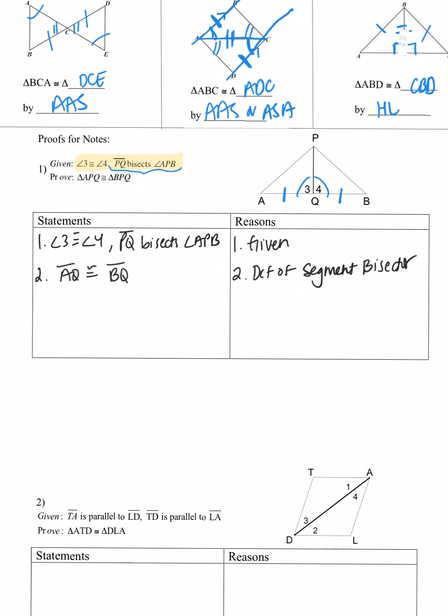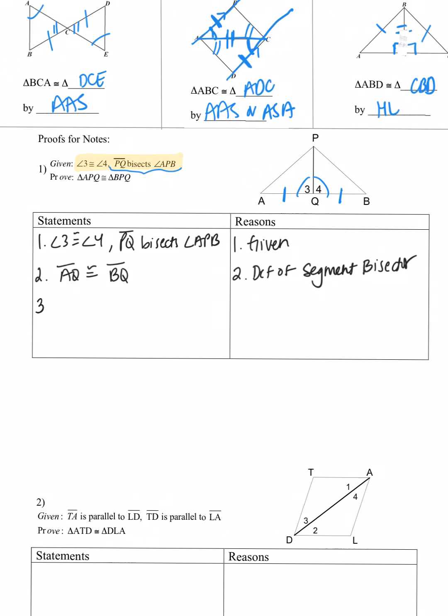Remember, if you mark it, you mention it. So I marked it because I know this to be true, so I'm going to mention it in the proof. And I knew to mark these because it told me it bisects, and that's what a bisector does. It's what a bisector means.